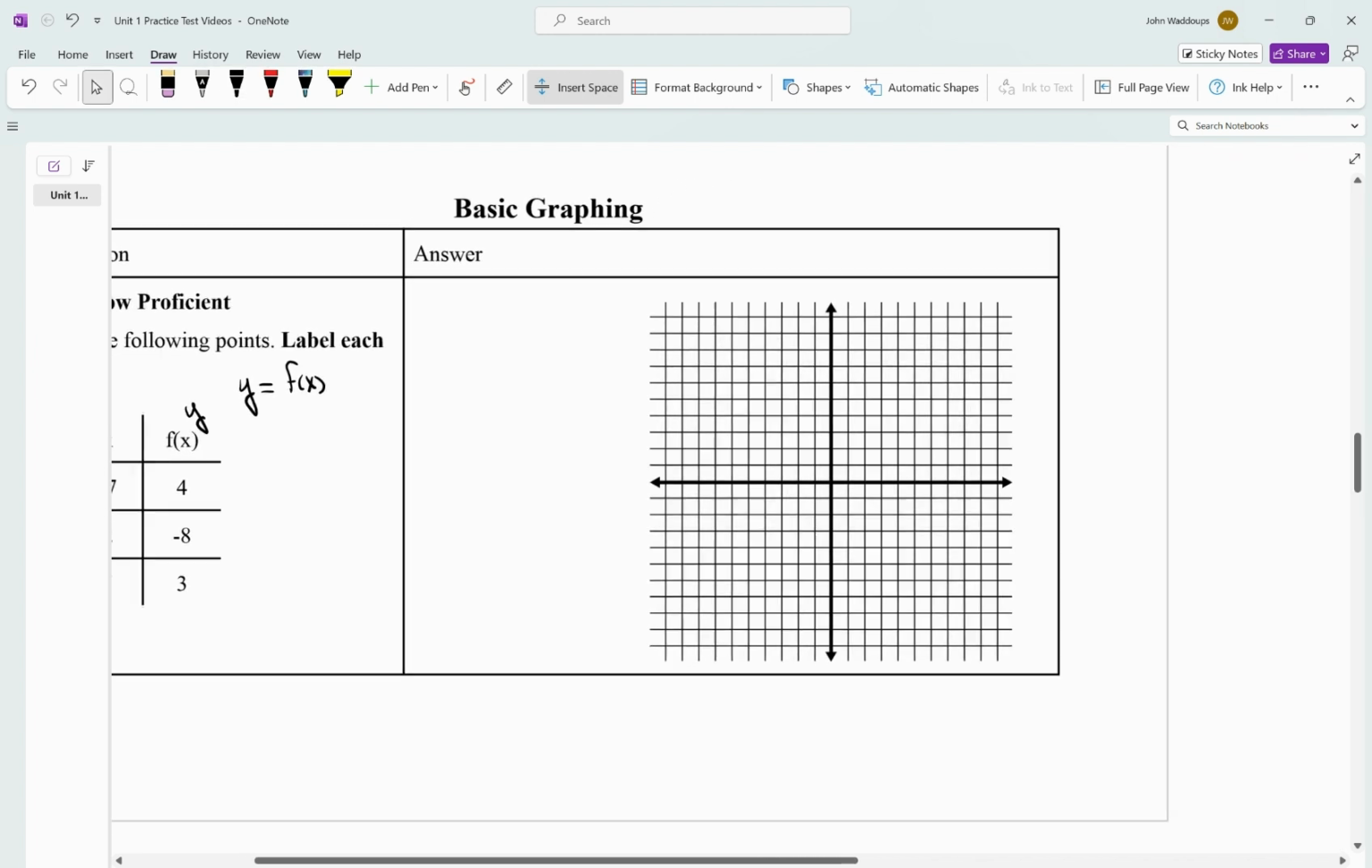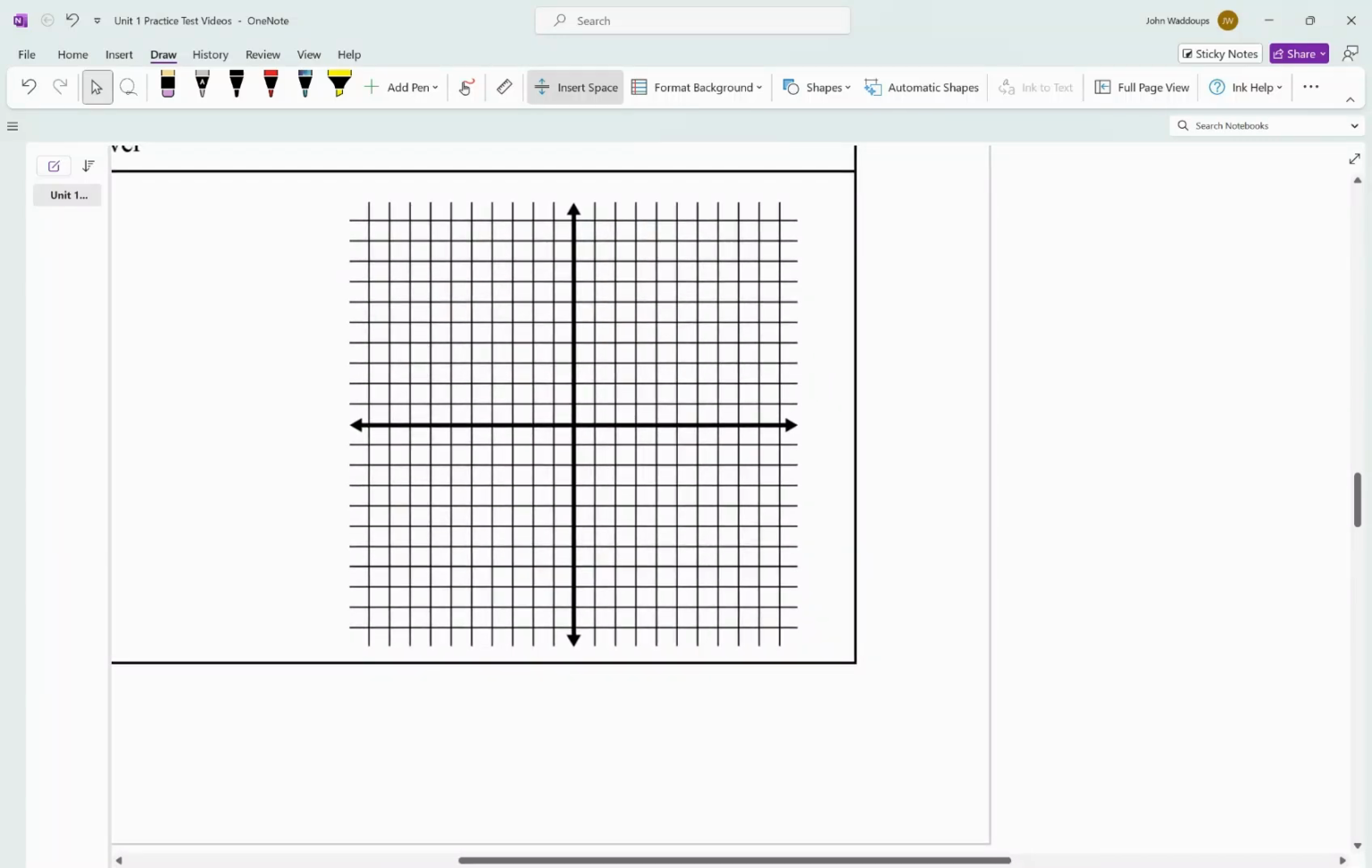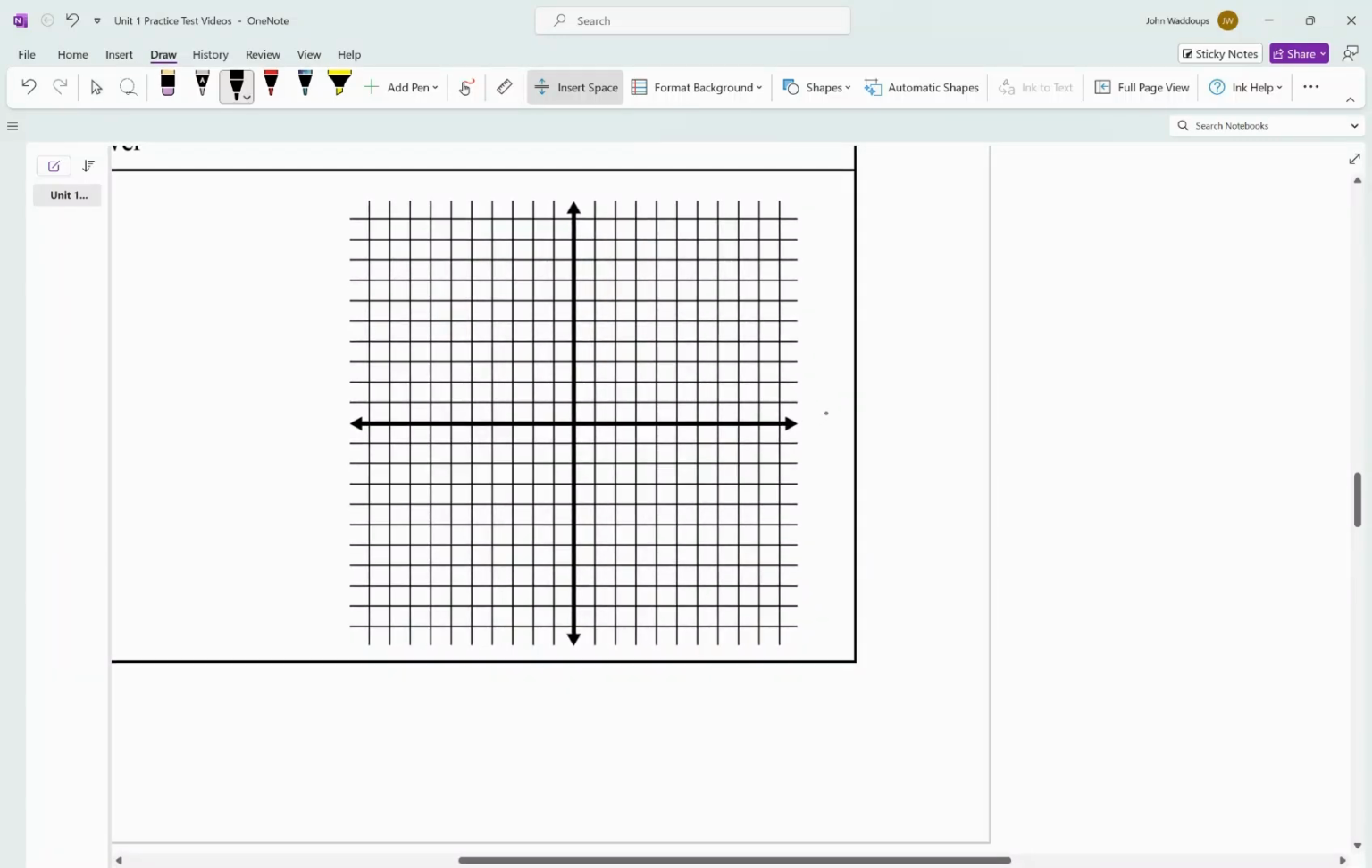So when you're graphing, remember that to the right is the positive x direction, and to the left is the negative x direction. Going up is the positive y direction, and going down is the negative y direction.